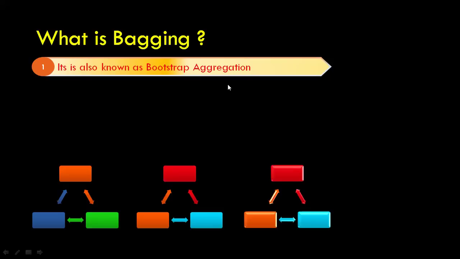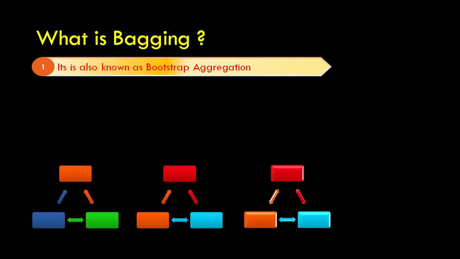As part of bootstrap aggregation, there are various steps involved. First, we do bootstrap sampling. What is bootstrap sampling? You randomly sample the data with replacement. The second step is you train your model. The third step is you aggregate it, so predictions from all the models are combined. You do averaging for regression, and majority voting for classification.